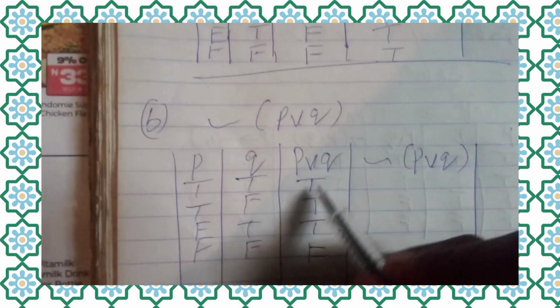Now let's look at the negation of P or Q. You see now that the negation is the opposite of this P or Q. The opposite of truth is false. The opposite of truth is false. The opposite of truth is false. The opposite of false is truth. And this is how to solve this in logic.